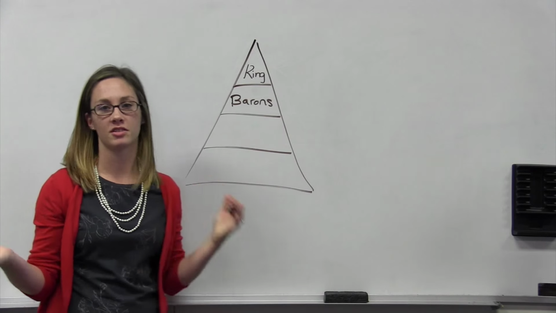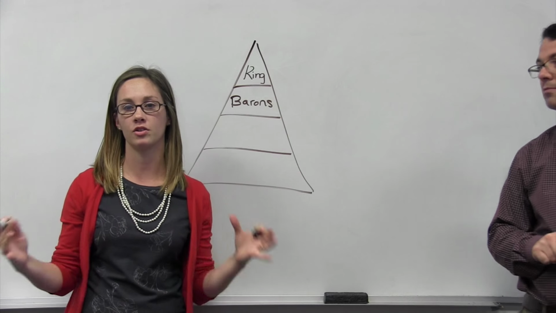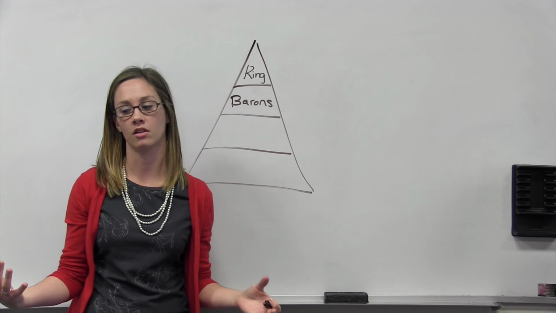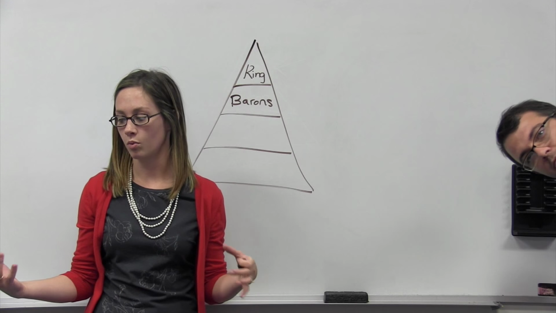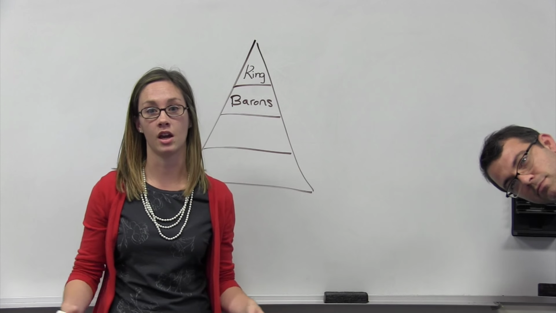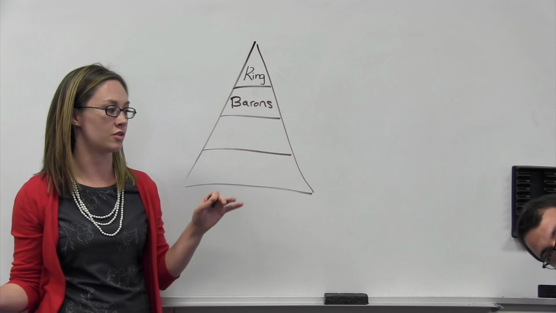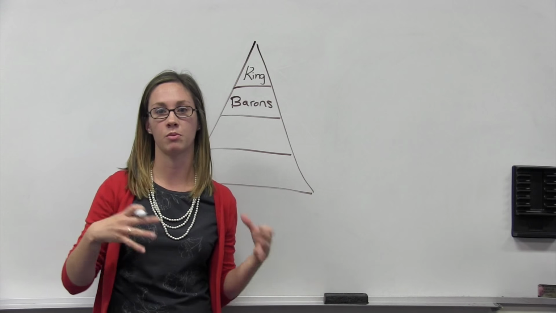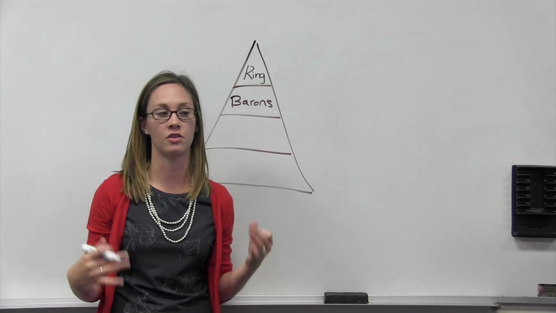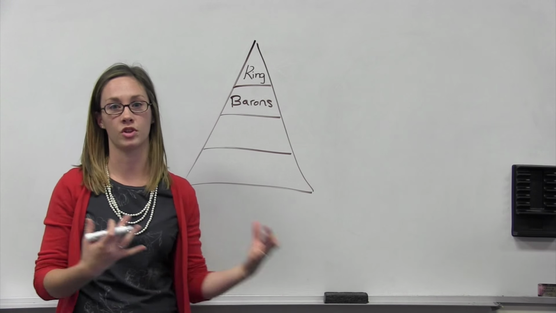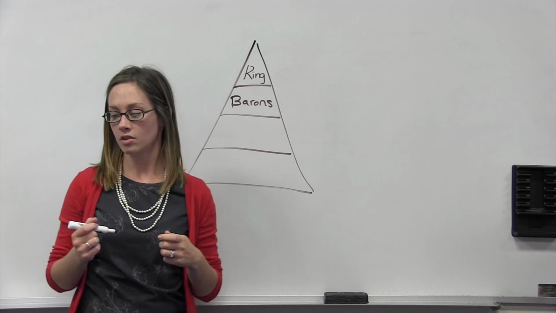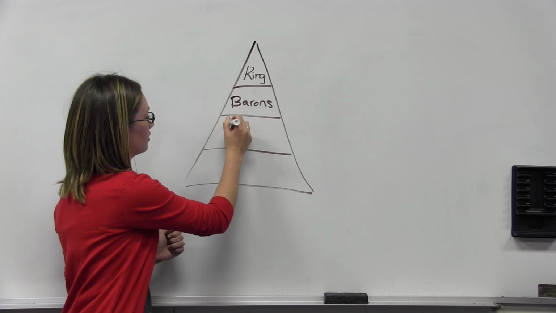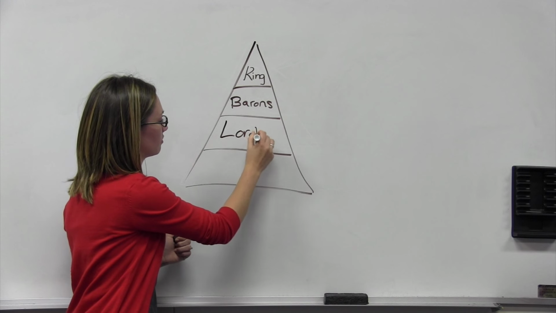Yep. So the barons, they were underneath the king, and they held different chunks of land, and they took care of it for the king. They also would pledge loyalty to the king, and the soldiers that would live on that land. There were different people that would live on the land that the baron managed, and those soldiers would fight for the king. Okay, so the people below the barons were the lords.